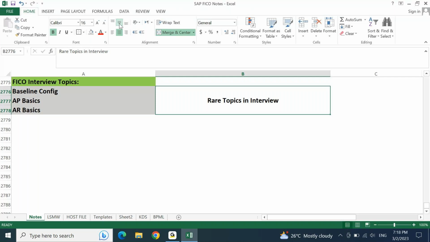So first of all, when we talk about baseline configuration, AP basics, and AR basics, what is included in it is what you have to understand. First of all, you must be in a position to segregate, from the FICO point of view, what is baseline config, what is AP basic or AP baseline, and what is AR basics or AR baseline config. If you are unable to segregate between these 3 topics, it is of no use.